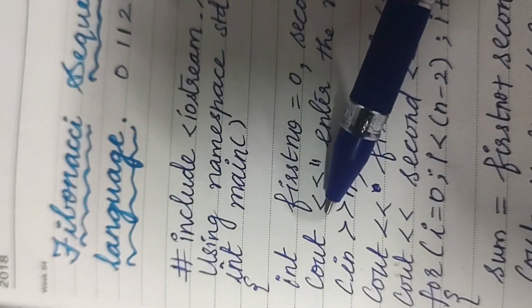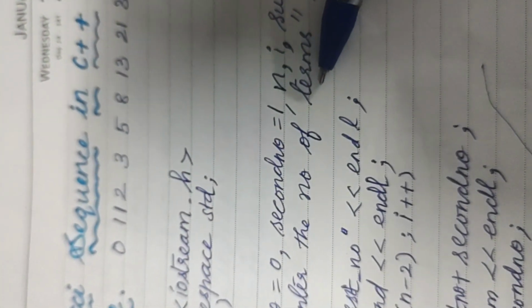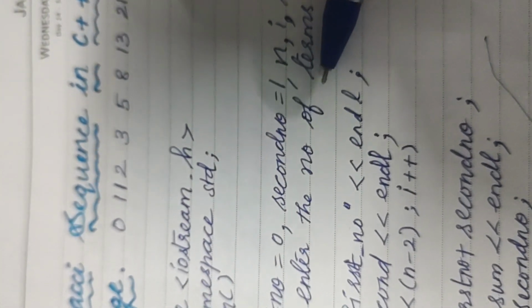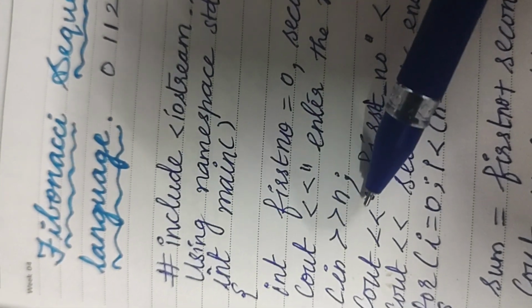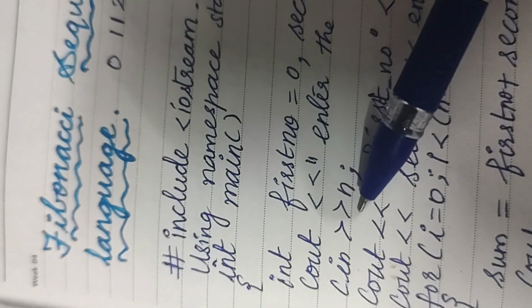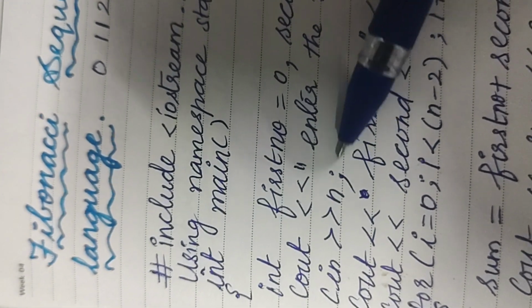Then we print the statement: enter the number of terms you want in the Fibonacci series. We can give up to 100 or up to 10, that is our wish. The computer wants to get the input from the user, so we use the cin statement. We can give the number of terms.